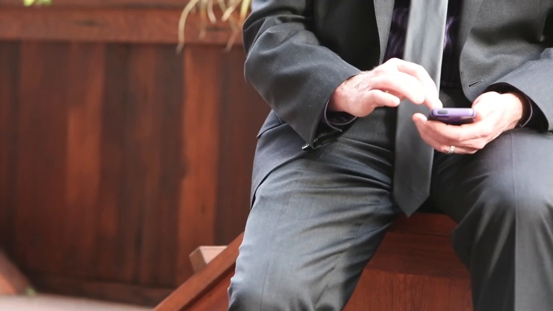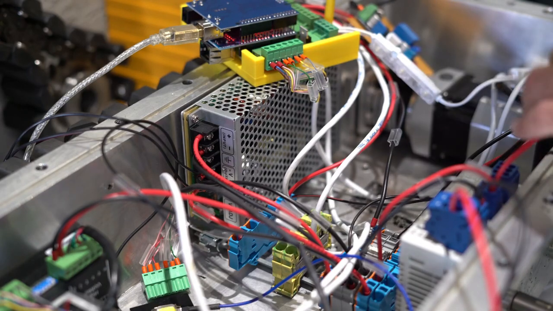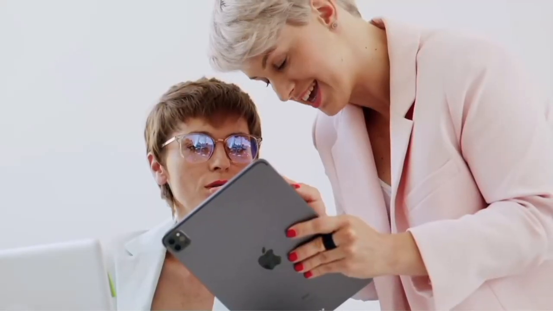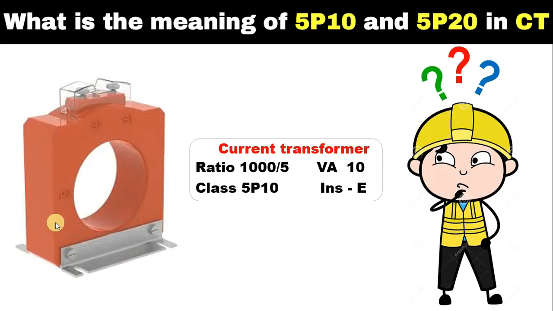Friends, if you are watching this video, then it means you work in an electrical field. And if you are working in electrical field, then I am asking you a small question: on this CT we use, "CT 5P10" is written. What does it mean? Some people may answer that we don't even know what is the meaning of 5P10.